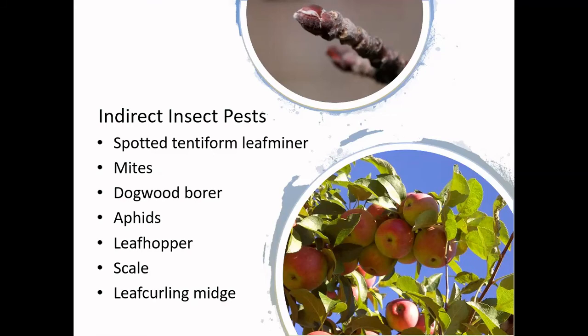The following presentation is going to look at the indirect insect pests that are present in Ontario apple orchards, and this includes spotted tentiform leafminer, mites, dogwood borer, aphids, leafhopper, scale, and leaf-curling midge. Activity of these pests varies depending on the species. Activity can begin anywhere from bud break right up until harvest.